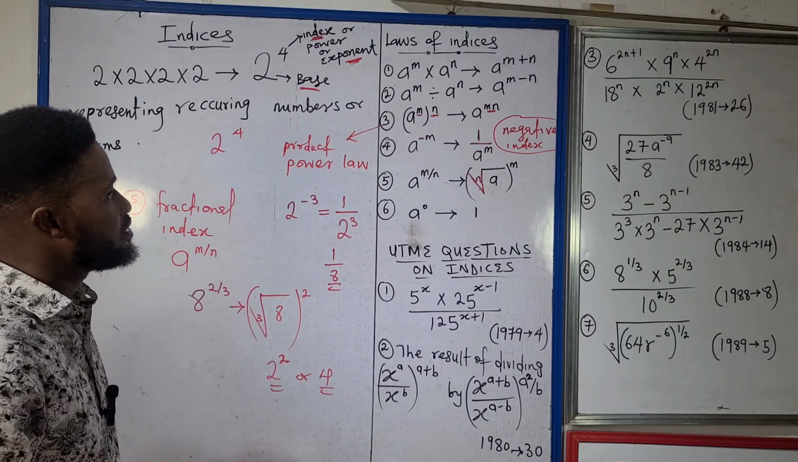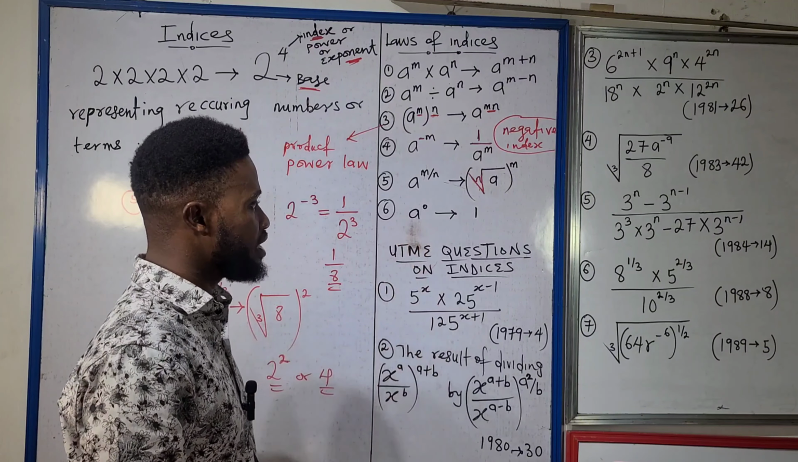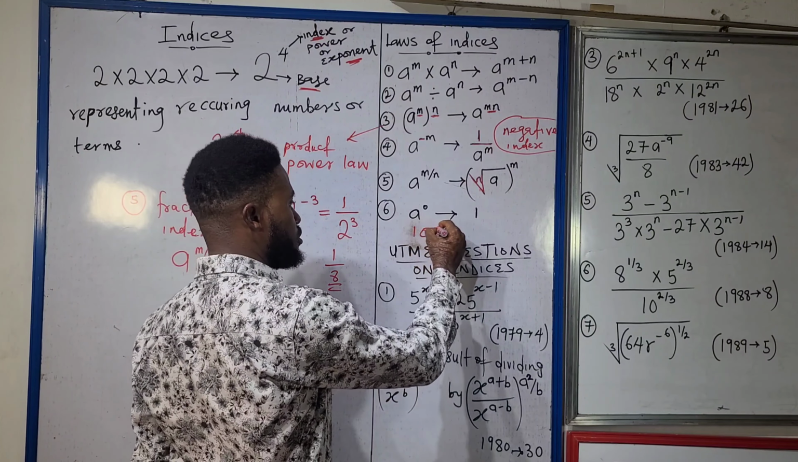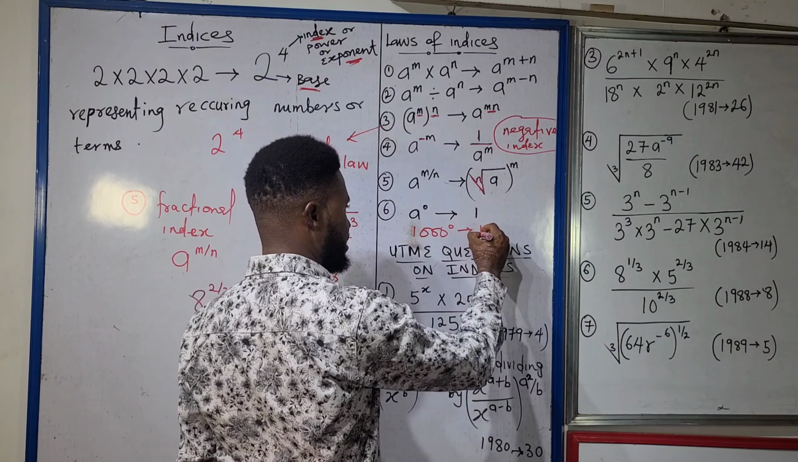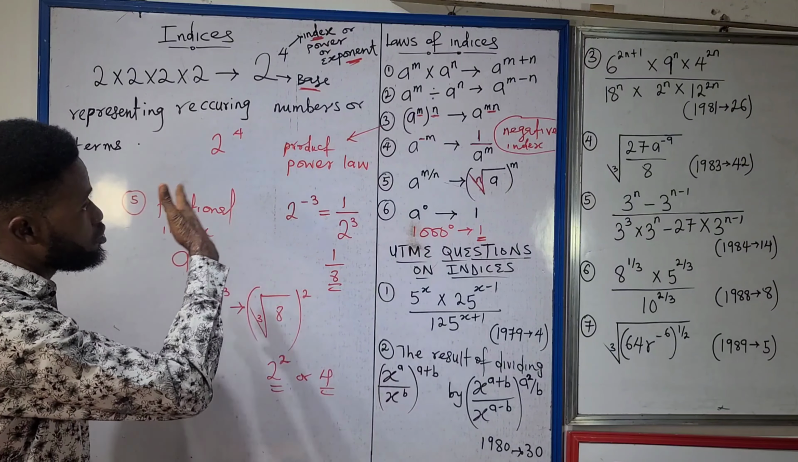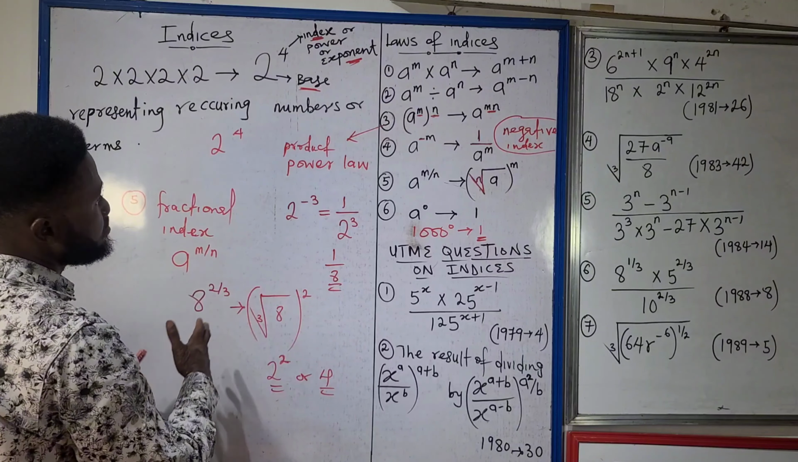And lastly, we talk about zero index. Anything raised to power 0 is 1. Even 1,000 raised to power 0 is 1. And that ends that. That's a run through of the laws that govern indices.